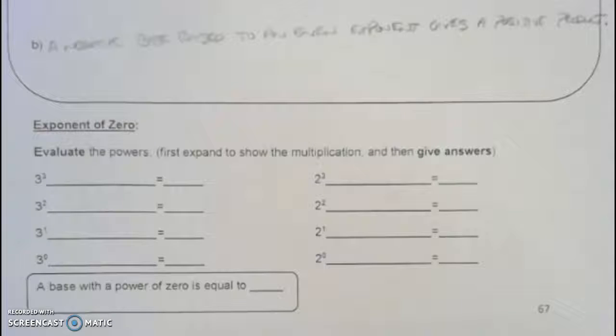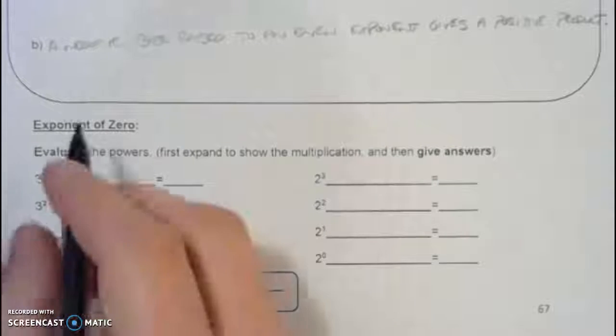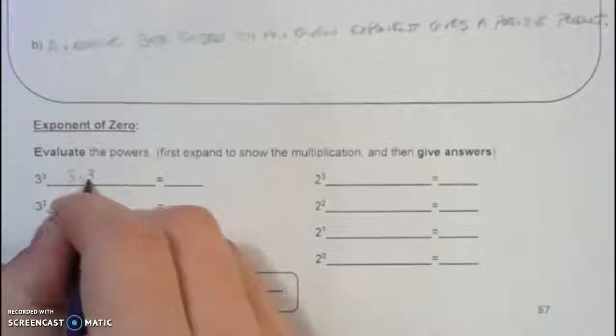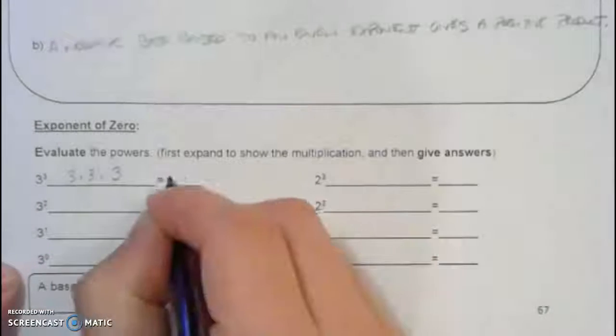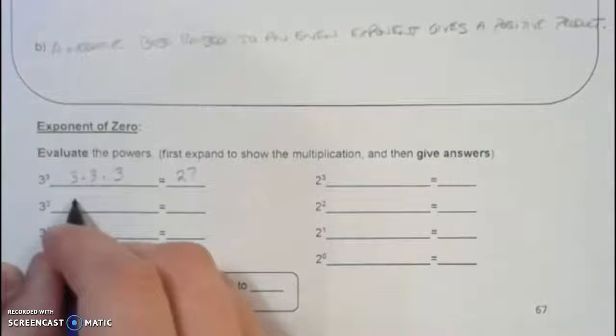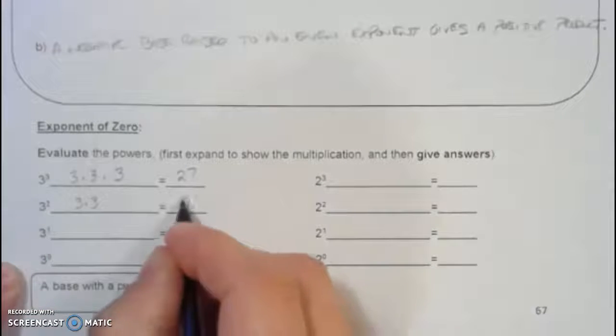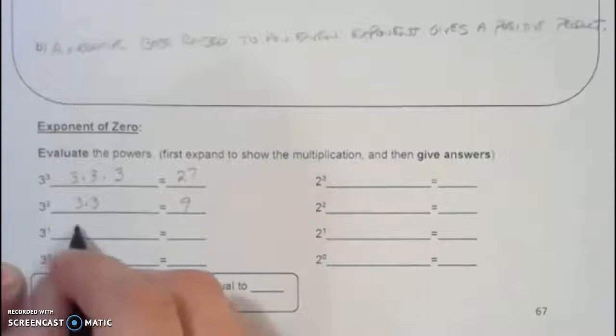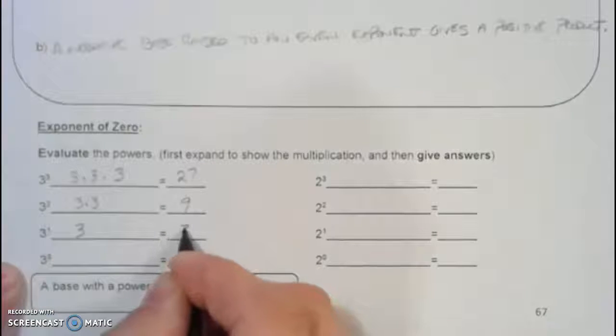What happens when the exponent is a 0? Well, in order to figure that out, we're going to evaluate the following powers. 3 to the 3rd means 3 times 3 times 3, which gives us a value of 27. 3 to the 2nd power means 3 times 3, which is equal to 9. And 3 to the 1st power is just 3.